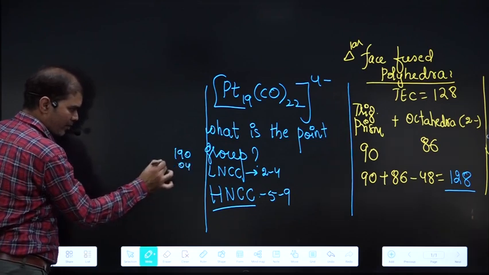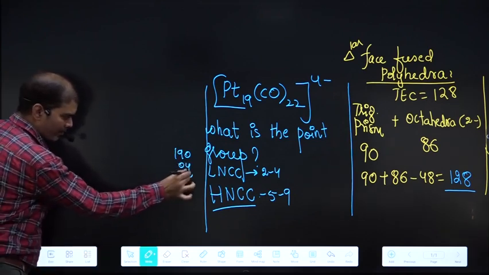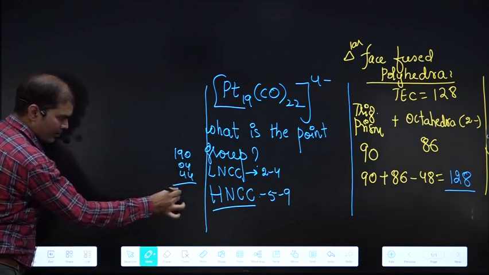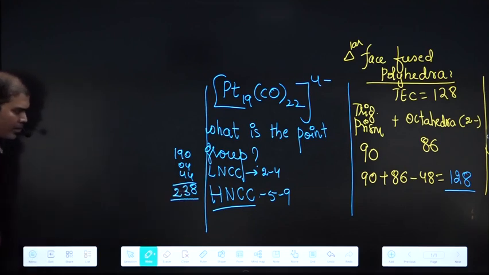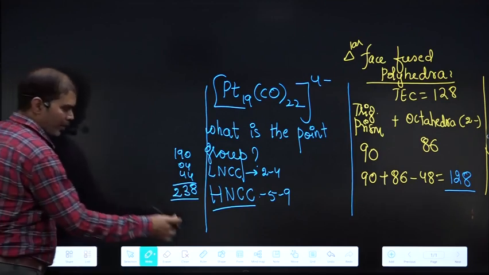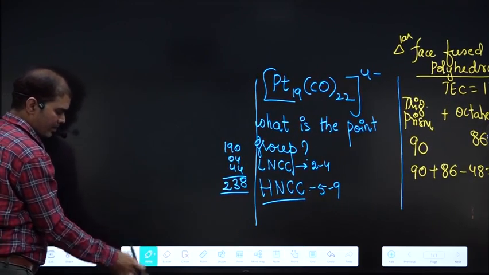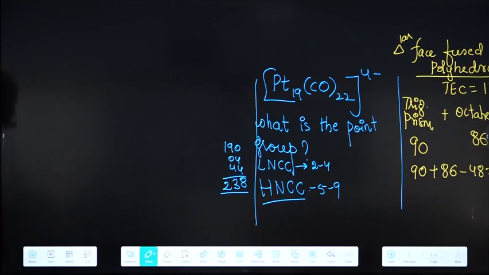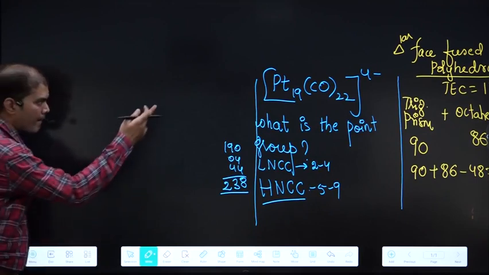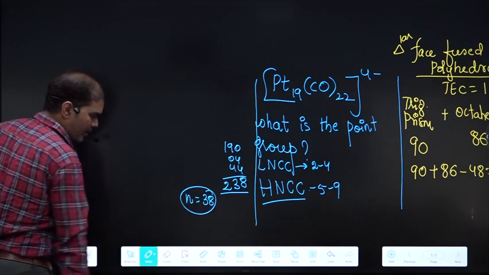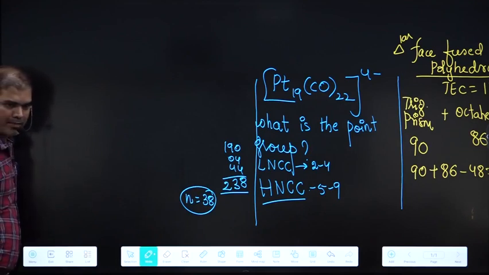190 plus 4 negative charges plus 44. So 190, how much is it? 238. Total electron count is 238. Now even if you go with the factor, how much is N? N is 38, because for nickel the factor that I have given you is 2. Multiply 19 with 2, you get 38.